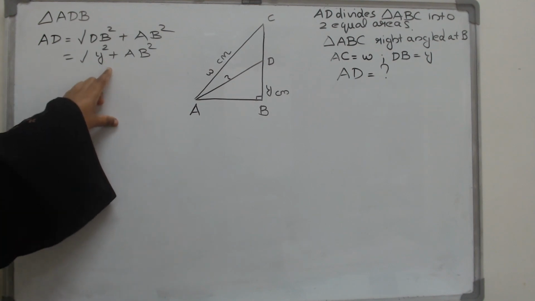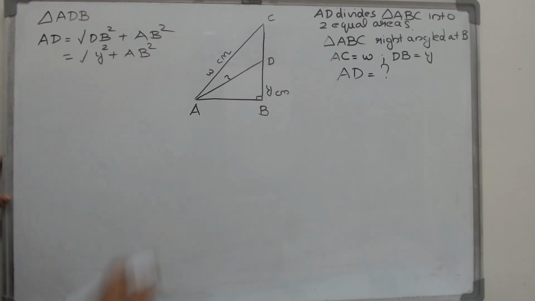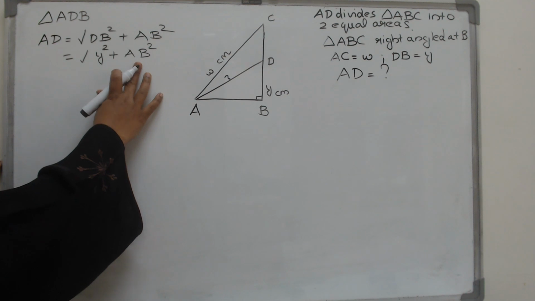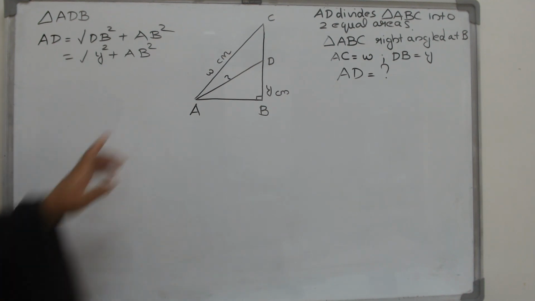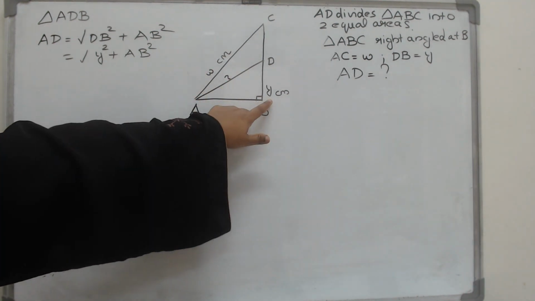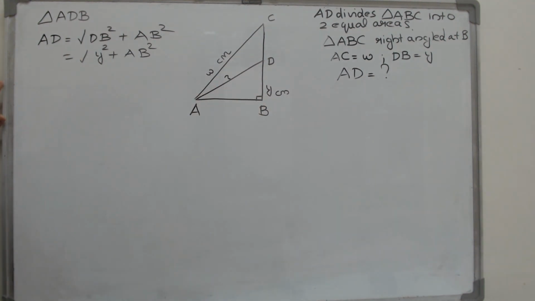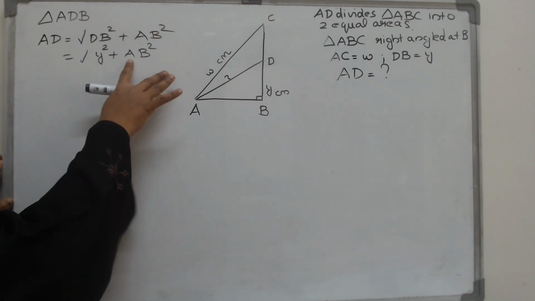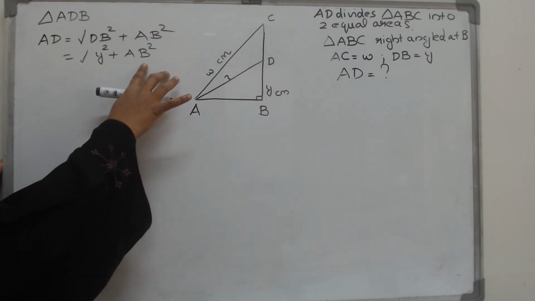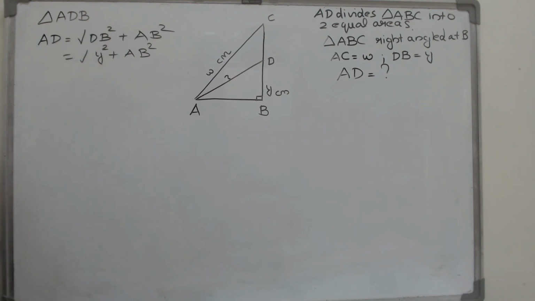So here we have a problem. We do not know what the value of AB is. There are only two values given, W and Y. So we need an answer for AD only in terms of W and Y, which means we have to get rid of this AB. How are we going to get rid of this?